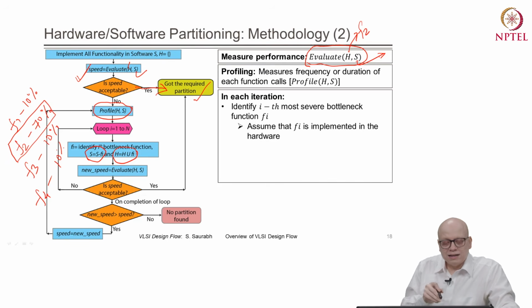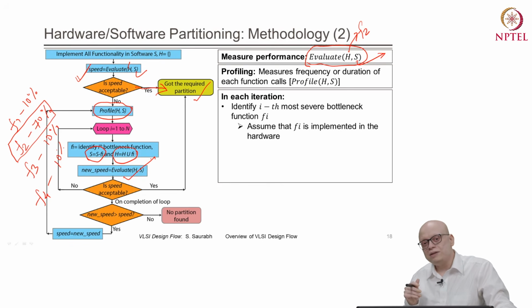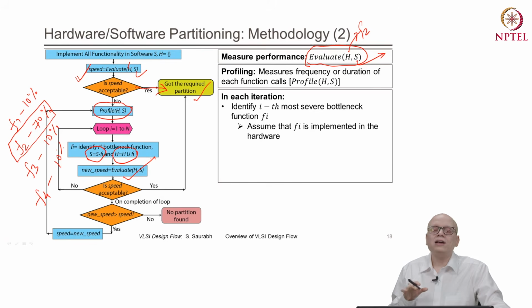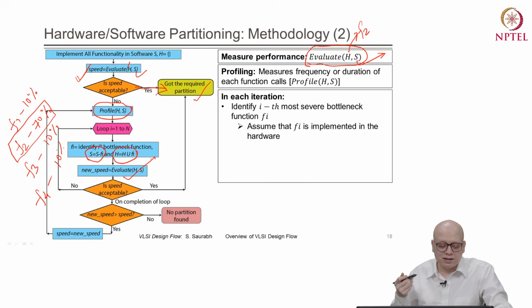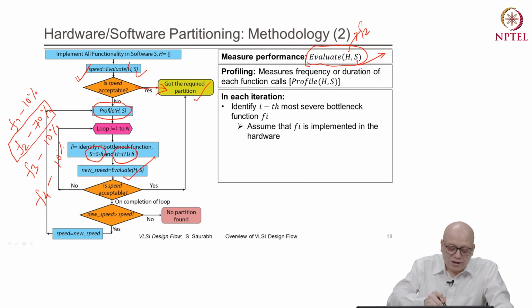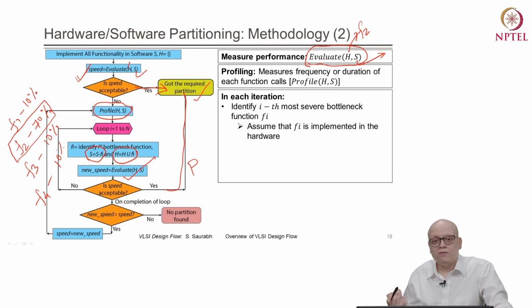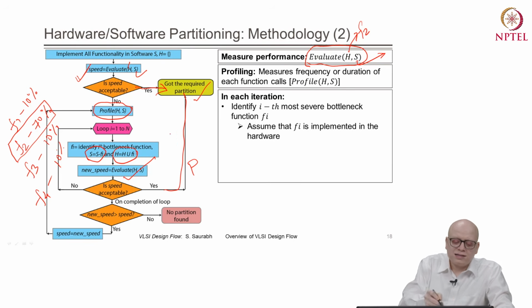Once we do that, we evaluate the new speed. Ideally the new speed should be better than the earlier speed, because hardware can probably do things faster compared to software. If the performance improves to such an extent that it crosses the threshold P, then we have got the required partition. If not, the next function will be taken.